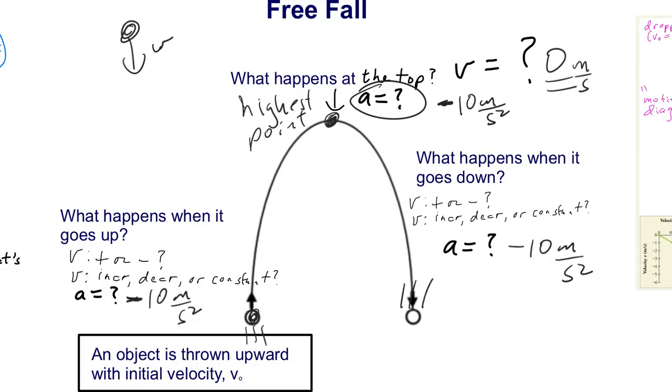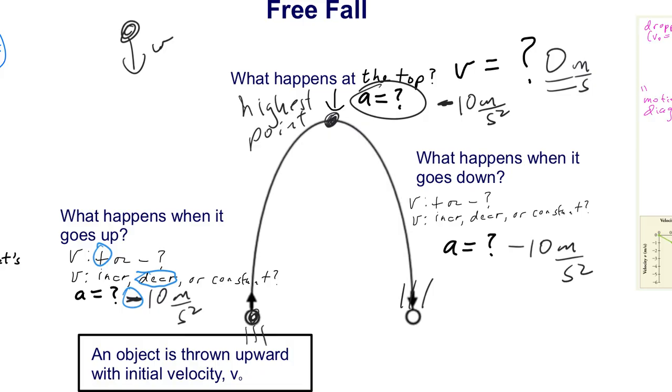Now, how is that so? Well, on the way up, as it goes up, you can see that the velocity is in what direction? Upward, so it's positive. And we obviously see that the speed is decreasing, it's slowing down. So if something's slowing down, the velocity and acceleration have to be in opposite directions, right? We learned that in the last chapter.